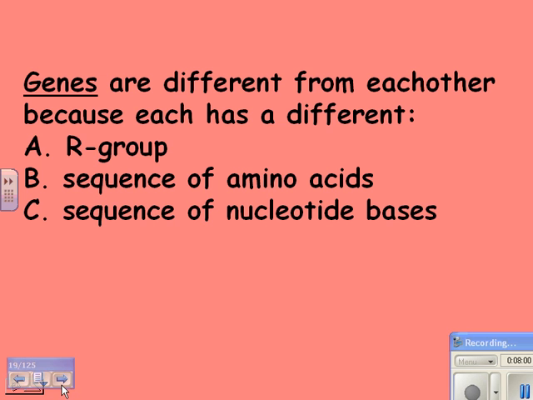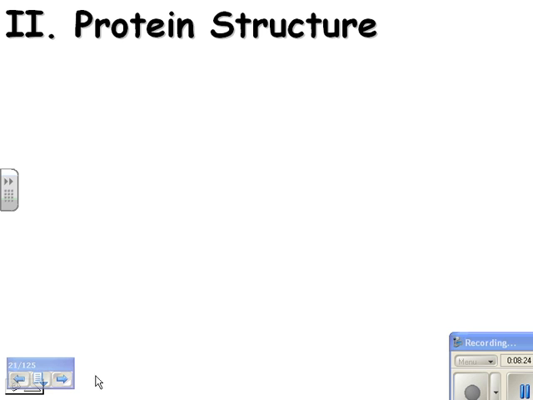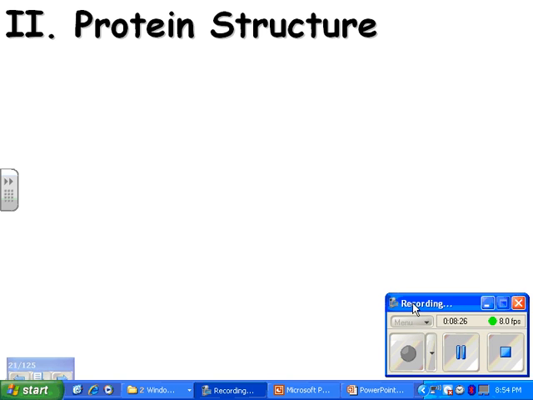Genes are different from each other because each has a different sequence of nucleotide bases. So for example, the gene for hemoglobin might read GCCGA, GTT, blah, blah, blah, whatever, whereas the gene for keratin would be different. Each gene codes for a different protein. All right, protein structure. So I think this is a good time to pause.